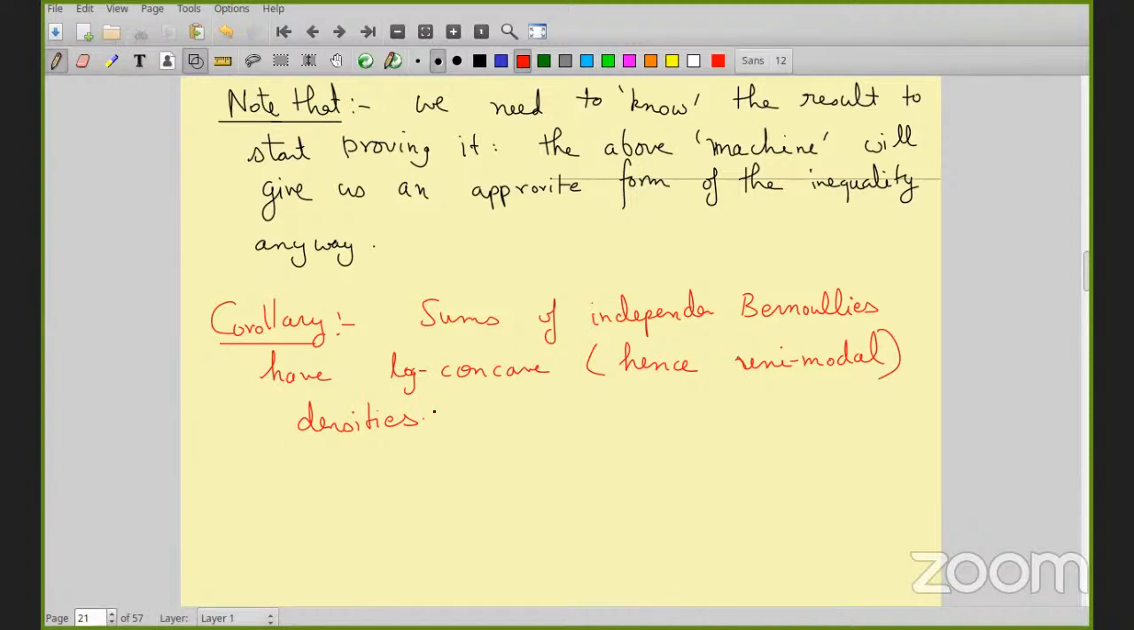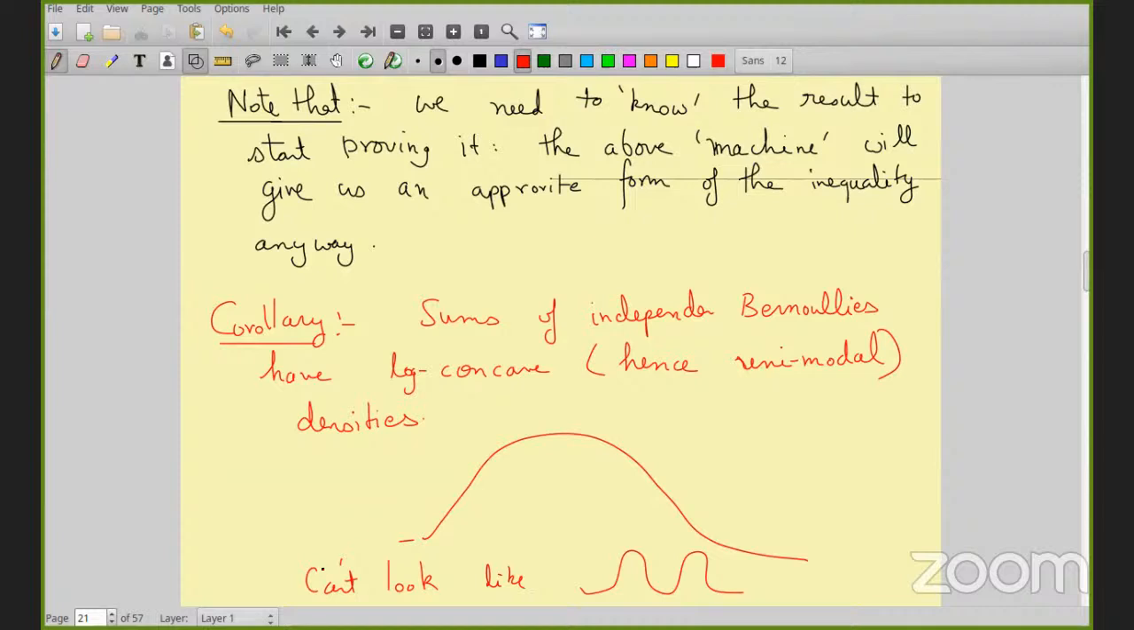Or even if it has multiple modes, they are all equal, and then the graph basically looks like this. It can't look like this. You cannot have multiple maxima, because of this concavity.